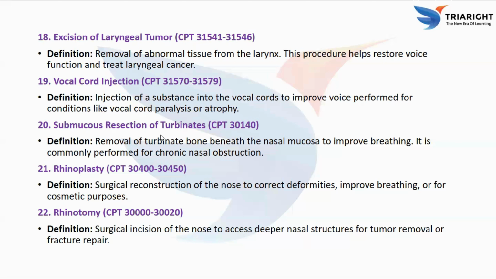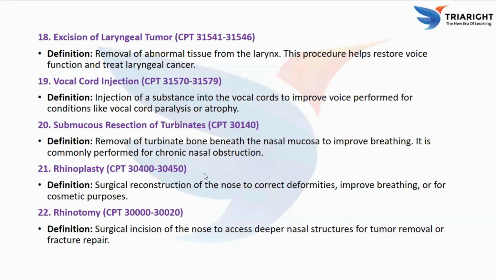Next is submucous resection of the turbinates. What is a submucous resection? It's a removal of the turbinate bone beneath the mucosa, which is preserving the lining. Why it's done? Because of chronic nasal obstruction and also inferior turbinate hypertrophy. Mucosa is always preserved here, which leads to less bleeding and faster healing. Submucous means always under the mucosa.